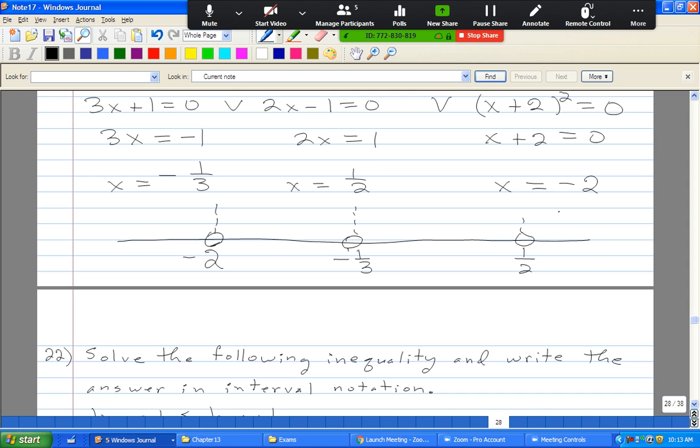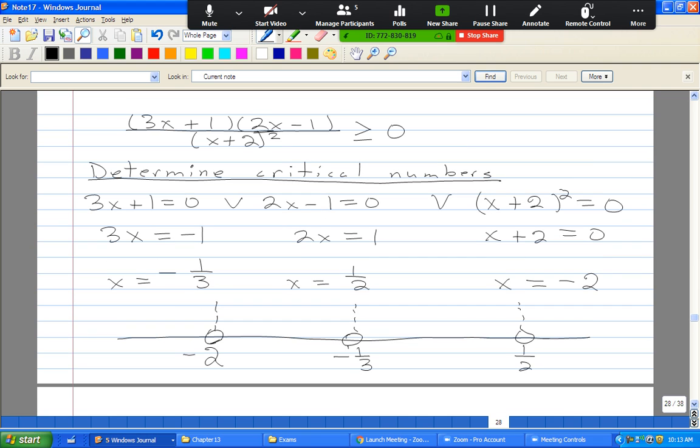Pick a number greater than 1/2, say 1. Positive over positive is positive. Pick a number between negative 1/3 and positive 1/2, 0. Positive, negative, positive is negative. Pick a number between negative 2 and negative 1/3, negative 1. Negative, negative over positive is positive. Take a number less than negative 2, let's say negative 3. Negative, negative over positive is positive.